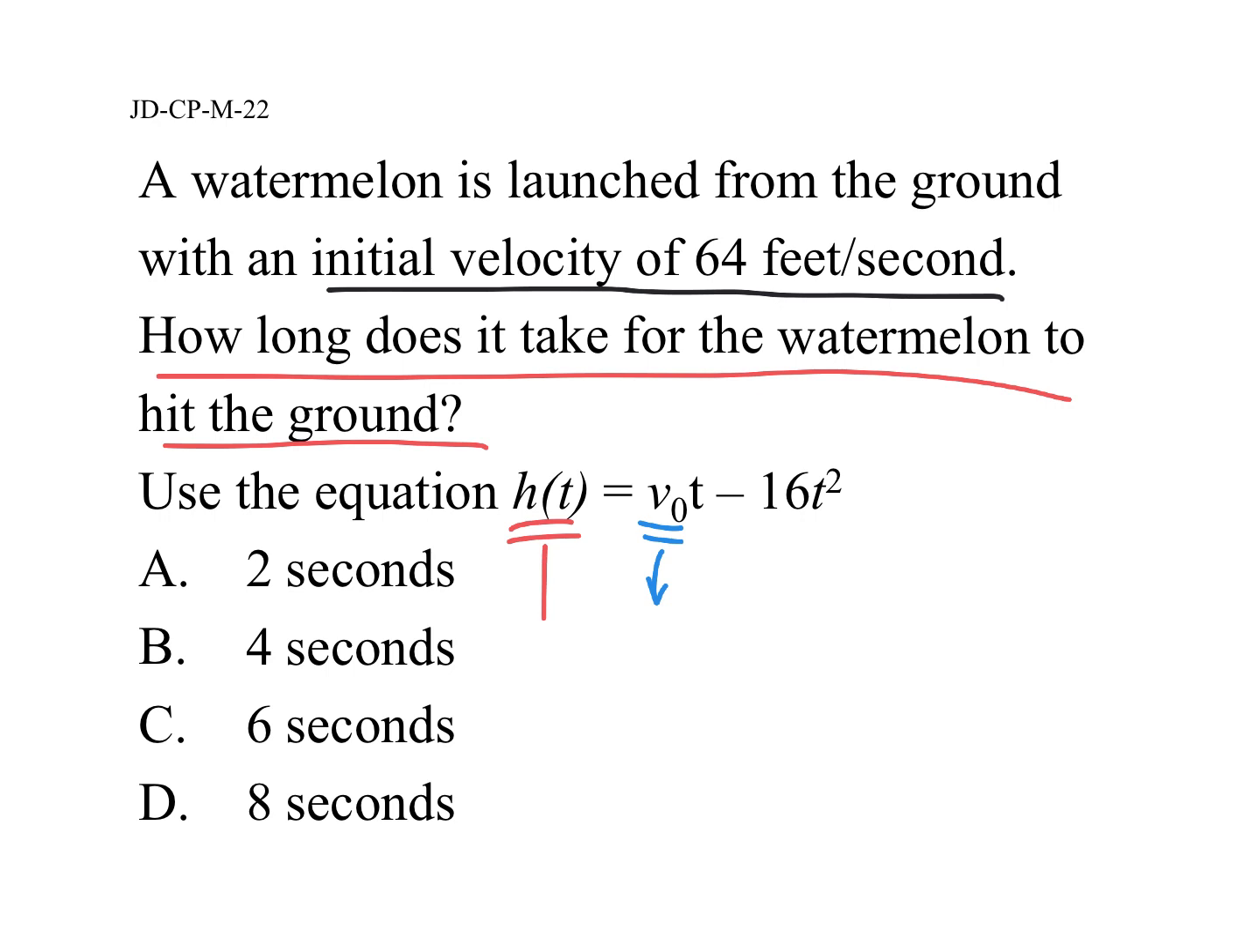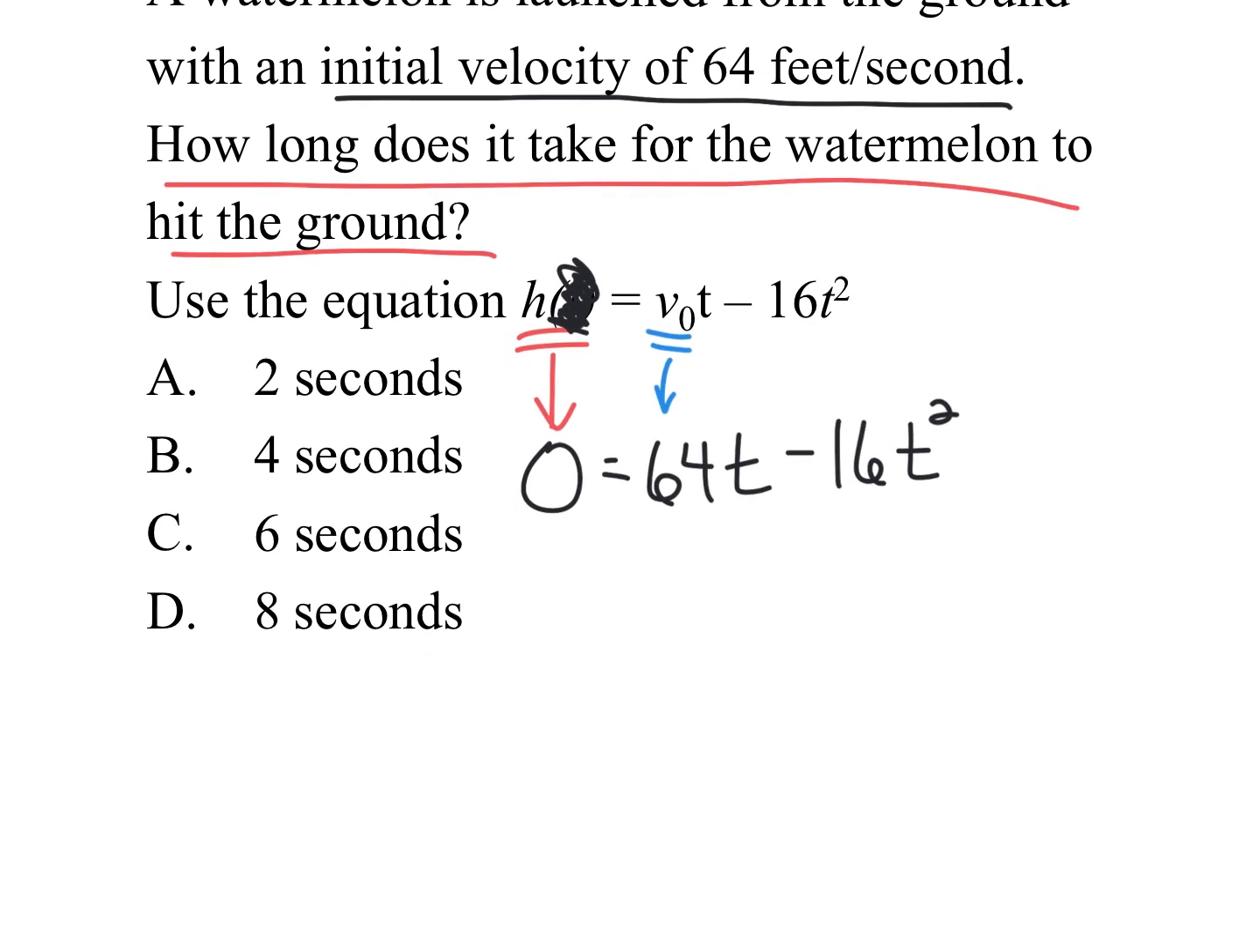So a couple things to think about. One is how long does it take till it hits the ground? When it hits the ground, the height would be 0. If you want to kind of ignore that part, h is our height. We don't really need the t in parentheses. That's just telling us it's a function, which you'll learn about later. So if the height is 0, the initial velocity is 64. We're basically trying to figure out what value of t is going to make this work.